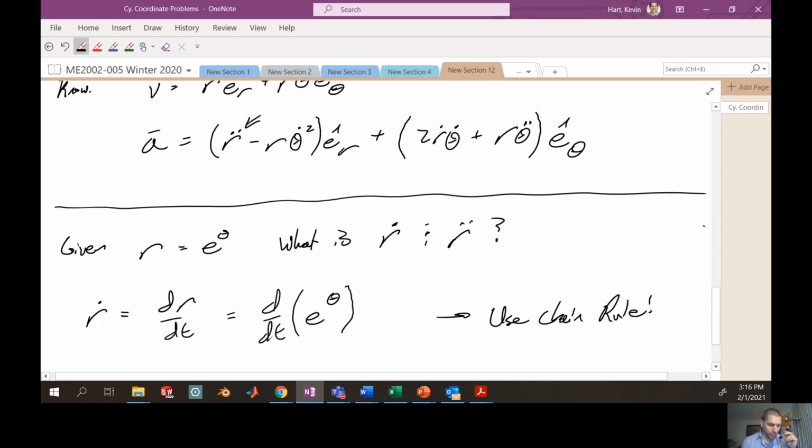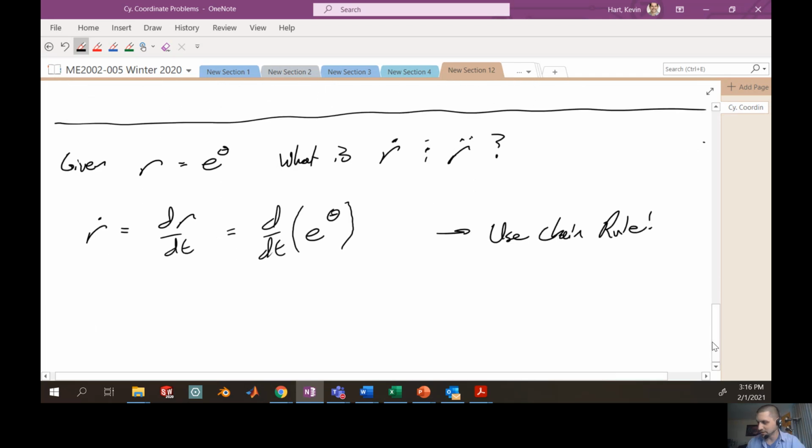You'll remember that in the derivation for the derivative of the unit vectors, we used a lot of chain rule to help us through some of these strange derivatives. So let's rewrite that with that idea. Here we have r dot, the time derivative of this function e to the theta. We might think about rewriting this with the chain rule using some information we already understand: the derivative of e to the theta not with respect to time, but with respect to theta.